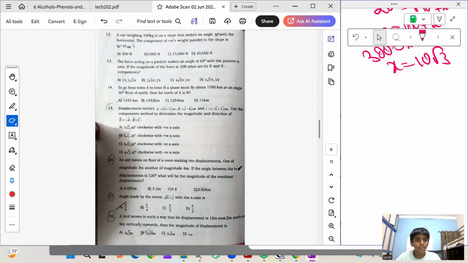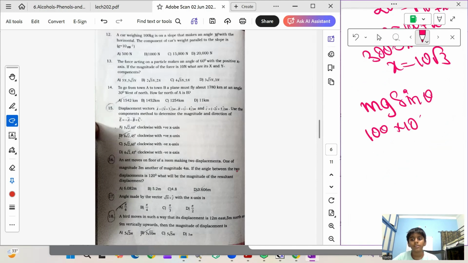Next question. A car weighing 100 kg is on a slope that makes 30 degrees with the horizontal. The component of the car's weight parallel to the slope would be mg sin theta. Means 100 into 10 into sin 30, which is 1 by 2. So the component of the car's weight parallel to the slope is 500 newtons.